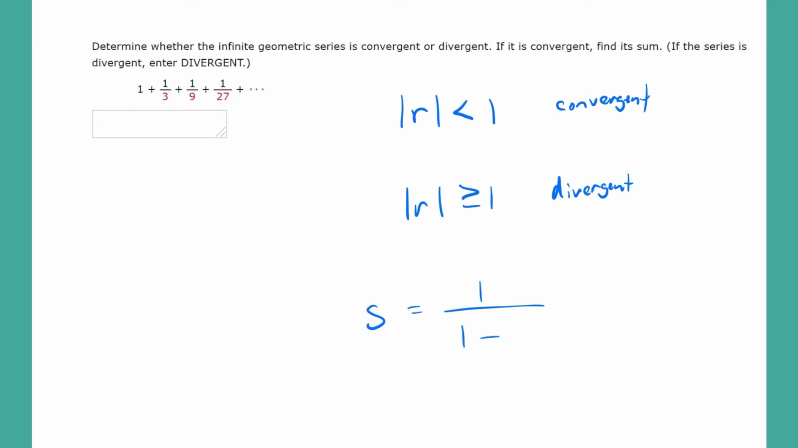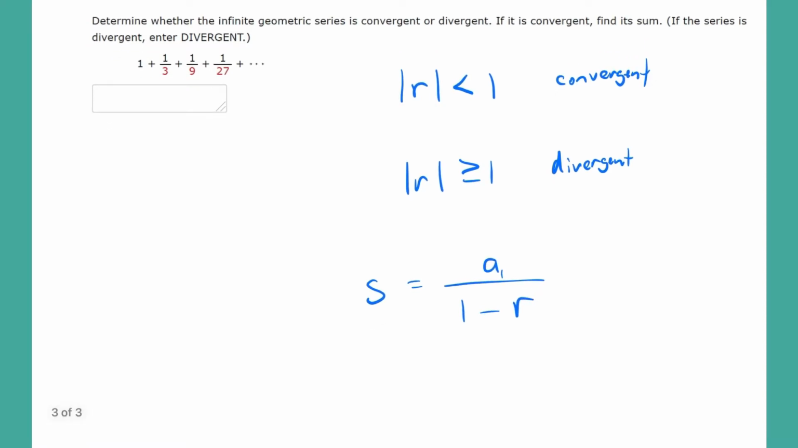It's this formula right here. It is the first term divided by 1 minus r. So it's a little bit more simple than the previous formula. So first thing we should do is figure out what the common ratio is. Well, to get from 1 to 1/3, that means we're multiplying by 1/3. 1/3 times 1/3 is 1/9. 1/9 times 1/3 is 1 over 27. So our common ratio is 1/3.